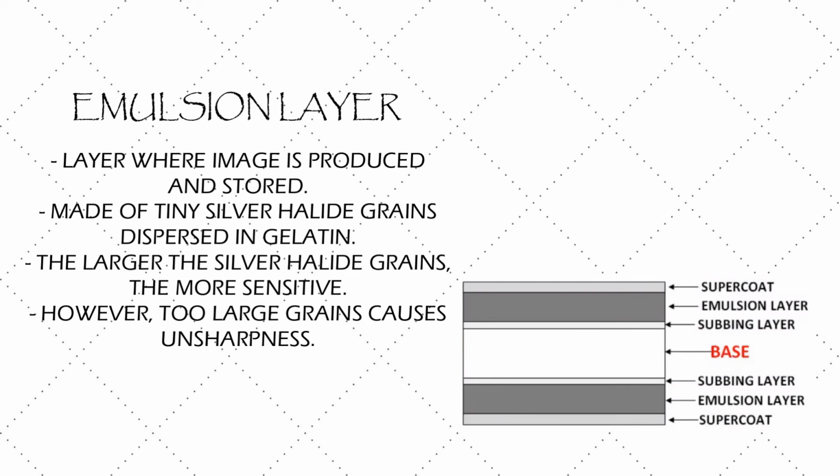The emulsion layer. It is the fundamental layer where the image is produced and stored. It is composed of tiny silver halide grains dispersed in gelatin, because it is the grains that form the image. They determine the quality of the image. The larger they are, the more sensitive they are to radiation. However, manufacturers are careful not to produce large grains because this hurts sharpness.